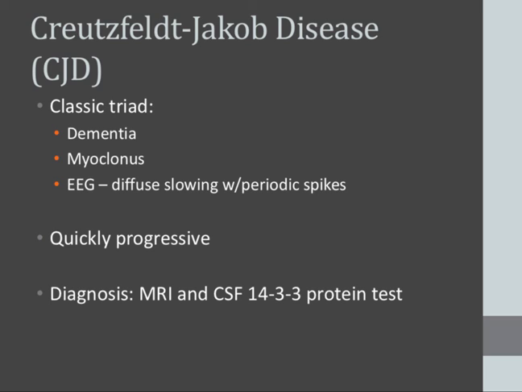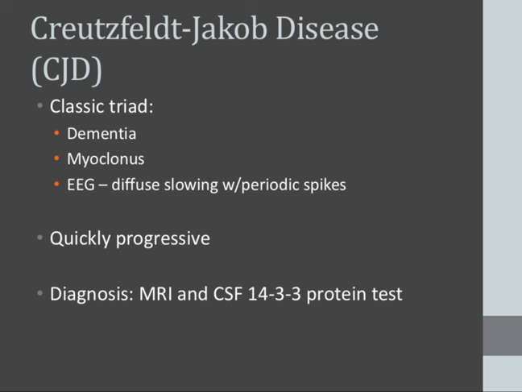Patients usually decline virtually on a weekly basis, quickly becoming mute, bedridden, and have very little movement except for that myoclonus. And CJD is uniformly fatal. Death usually occurs within 6 to 12 months of disease onset from respiratory complications, and survival is very rarely prolonged over a year. And diagnosis here is going to be very, very important.